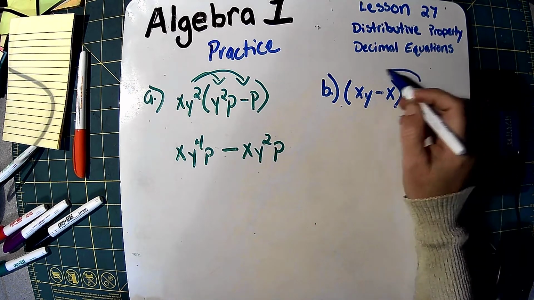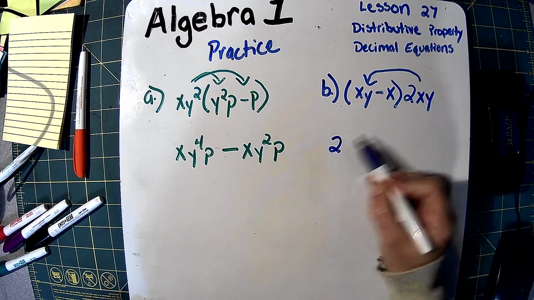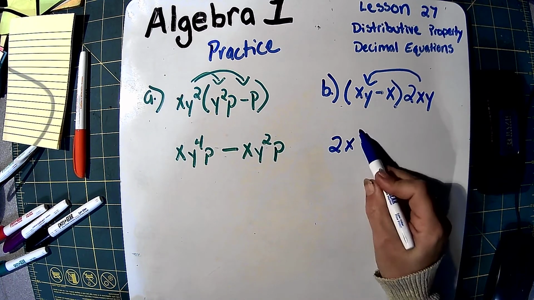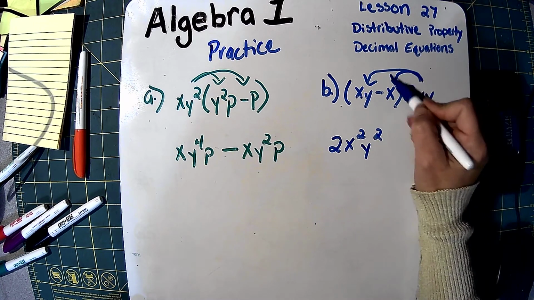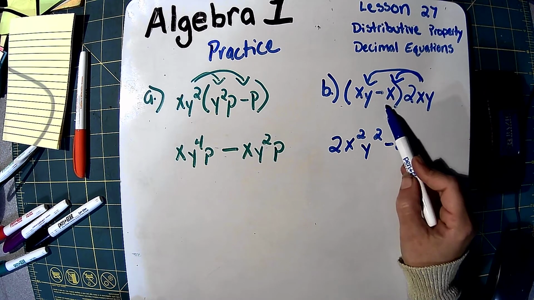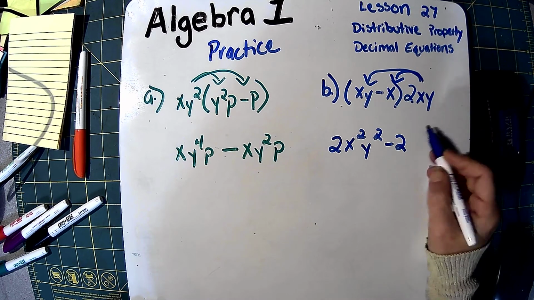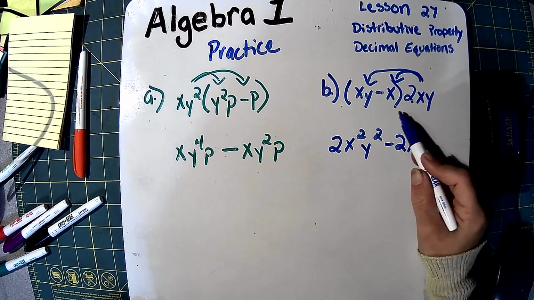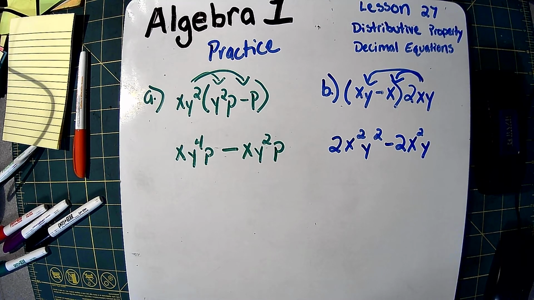Alright, so first we're going to multiply here, and we're going to have 1 times 2 will be 2, and then total number of x's will be x squared, and our y's will be y squared. Okay, then we're multiplying here. We're going to get negative 2, because this really means negative 1 times 2 will be negative 2. And then our total number of x's will be x squared, and then we just have 1y. 2x squared y squared minus 2x squared y.